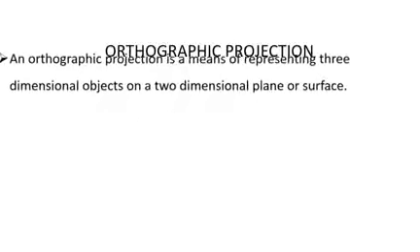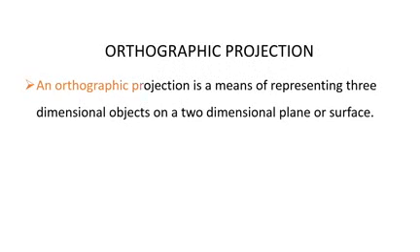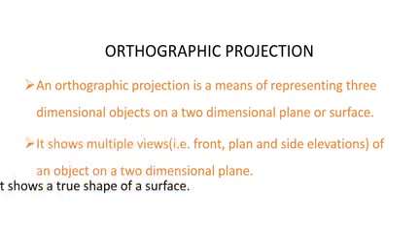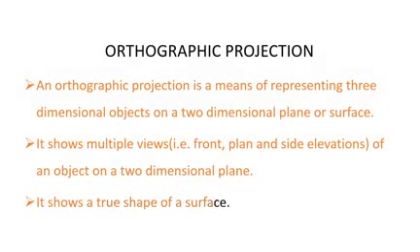Orthographic projection. An orthographic projection is a means of representing three-dimensional objects on a two-dimensional plane or surface. It shows multiple views of an object on a two-dimensional plane. It shows a true shape of a surface.